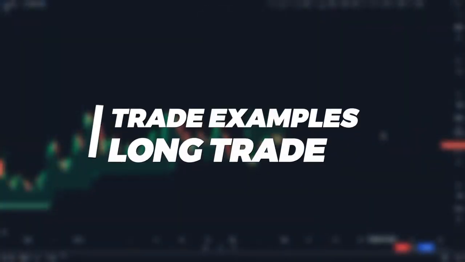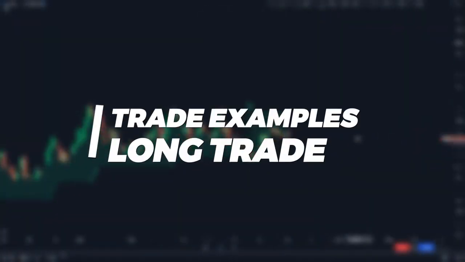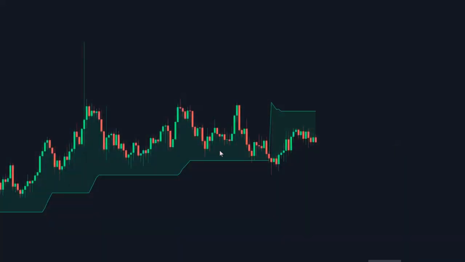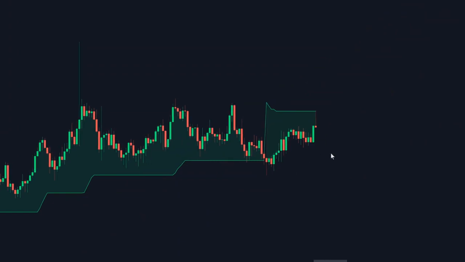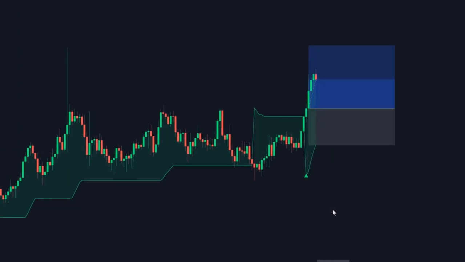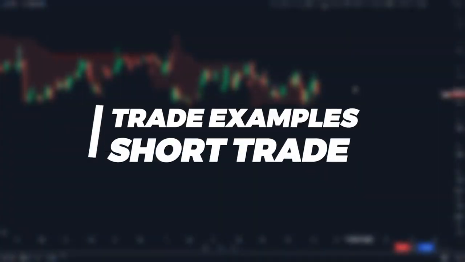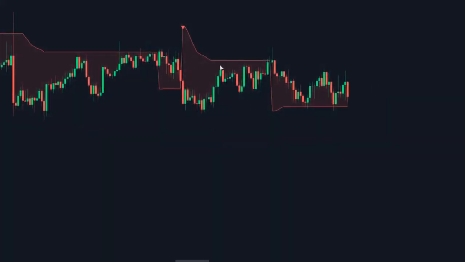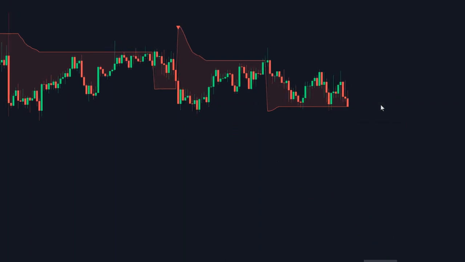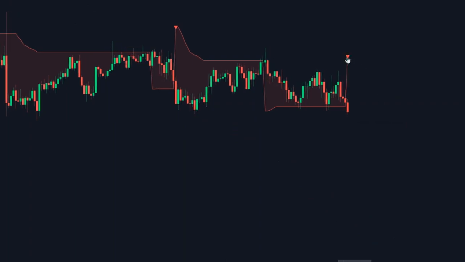Now, to take a long trade with this indicator, these are the conditions. The trend ribbon should be colored green to indicate that the market is in a bullish trend. And then we're gonna wait for a green upward arrow to be printed to indicate a bullish trend continuation. And of course, it's gonna be the opposite for a short trade. So the trend ribbon should be colored red to indicate that the market is in a bearish trend. Then a red downward arrow should be printed to indicate a bearish trend continuation.